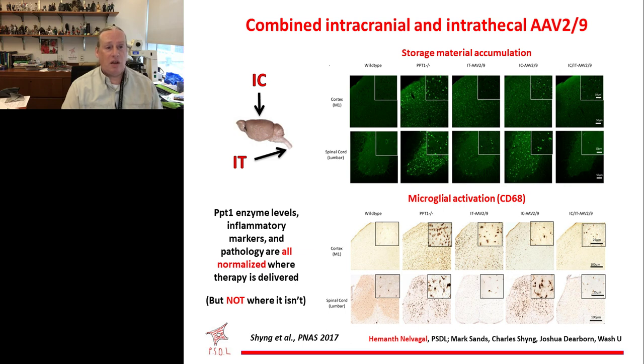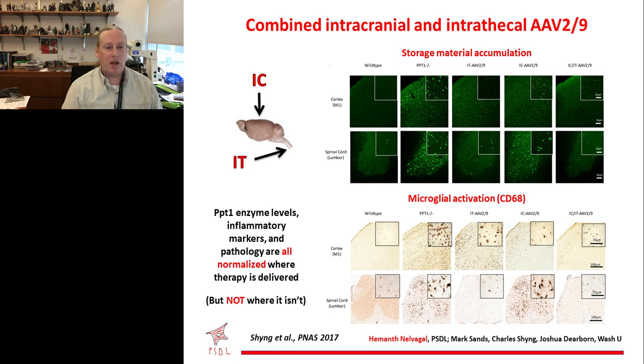And so in addition to directing gene therapy into the brain, so intracranial, we also directed our gene therapy into the spinal cord intrathecally by means of something like a lumbar puncture. And so whether we look at the amount of storage material that's present, or whether we look at microglial activation, effectively where we put that therapy, we managed to cure the disease.